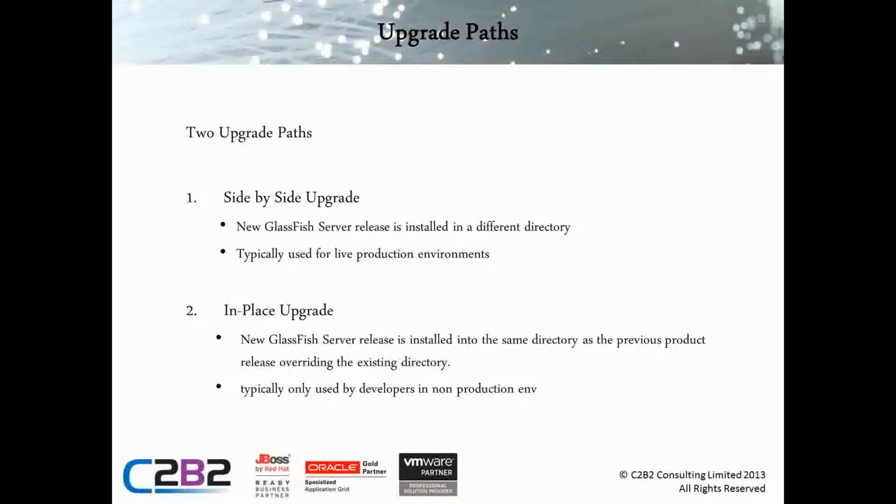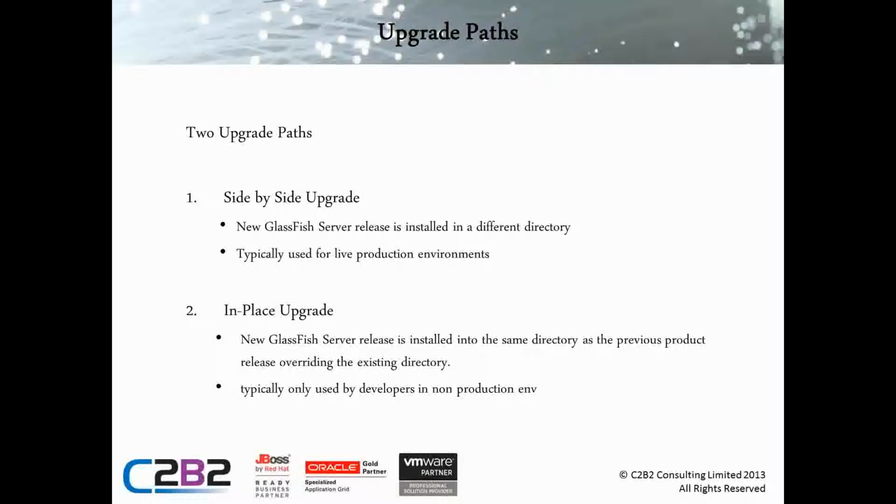Then you use the upgrade tool to migrate the old configurations and applications to the new GlassFish Server 4.0. Then you test the new installation to make sure everything works fine. Once you're satisfied that everything works, you modify your production environment to use the new installation. This gives you the ability to switch back and forth between two versions of the application. Because of this, it is typically used for live production environments, where it allows you to thoroughly test the new installation before you turn it on in production.